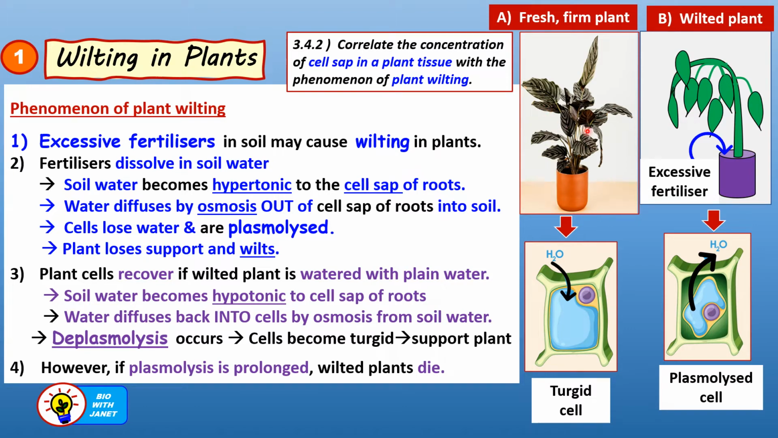So how do its cells look like? Now, most of its cells will be in the turgid condition, right? Meaning to say water has diffused into the cells from the hypotonic, the more dilute soil solution. Okay, and then the vacuole in each cell expands and presses against the cell wall. So it creates the turgor pressure, right? And makes the cell turgid and well supported.